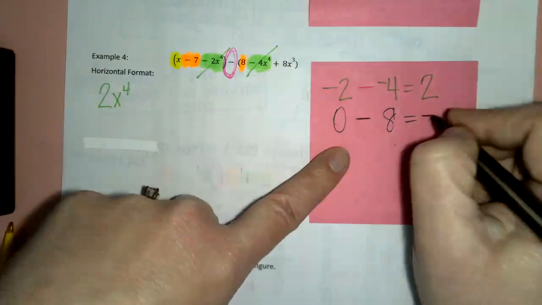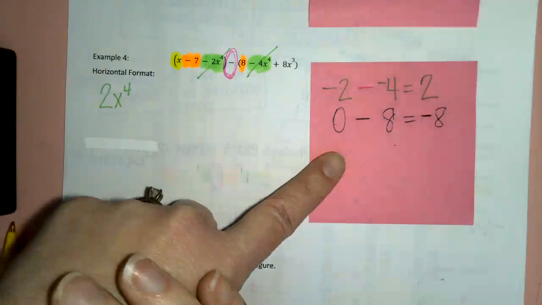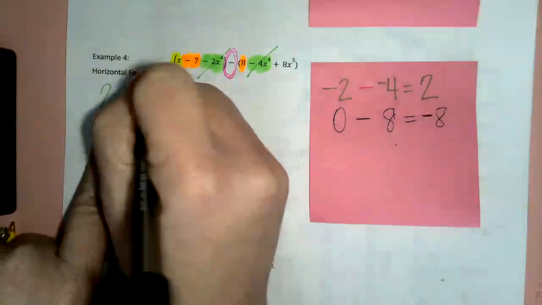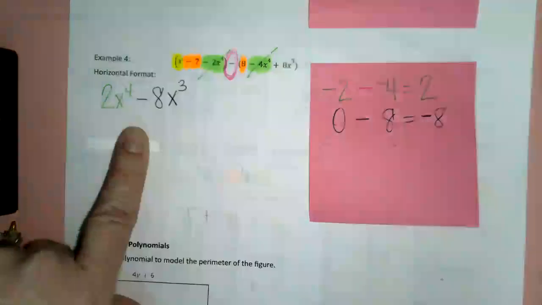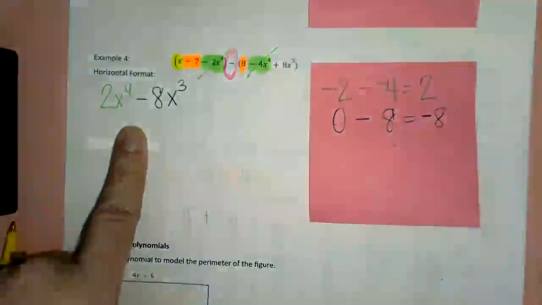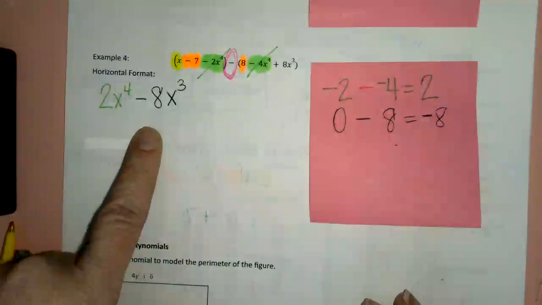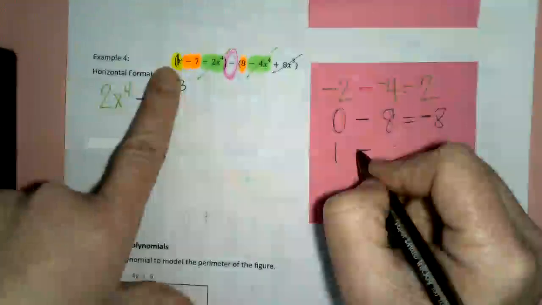You should get negative 8. Okay, so I've got negative 8x cubed. Okay, the next highest exponent, I'm done with that one now, is my yellow, and there's not a yellow over here, but there's an understood 1 right here. So take a minute, we have a 1, we have a minus sign, and there is not an x on this side, so that's 0.